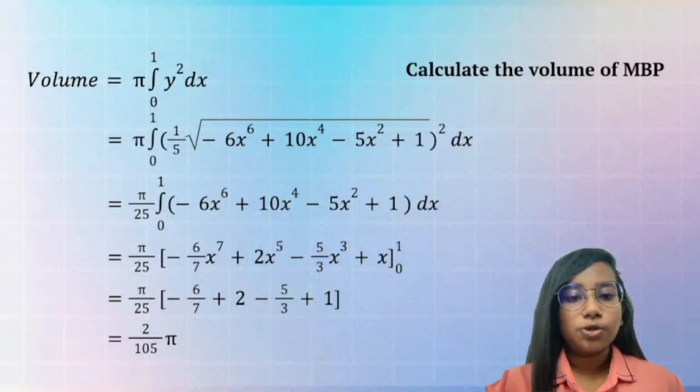I am supposed to substitute the interval, or the boundaries, into the equation. After substituting, I got the answer negative 6 over 7 plus 2 minus 5 over 3 plus 1. The pi over 25 which I took out earlier should be multiplied into the result to get the final answer, which is 2 over 105 pi.